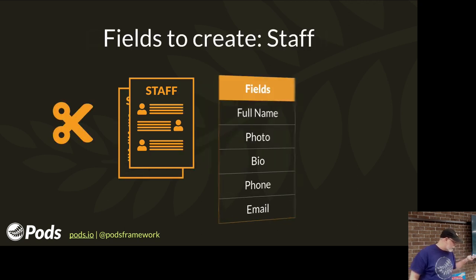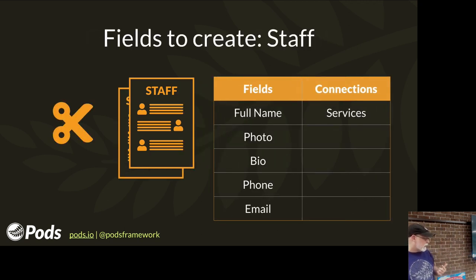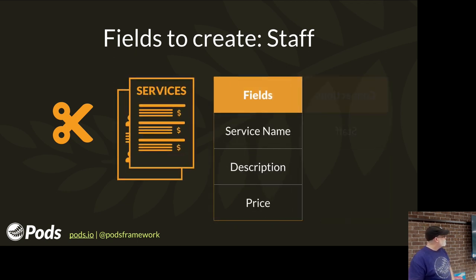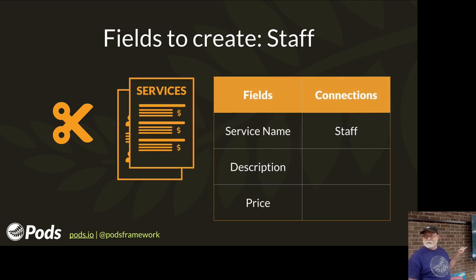For your staff, you're probably going to want to have a photo of the staff member, their full name, their biography, a phone number, and an email. And in this case, for staff, we're also going to be connecting it to the services that they do in your salon. So you put that underneath connections. For the services, all we really need is a service name, a description, and a price, and we want to know what staff member does it. So pretty straightforward. Let me show you how easy it is.